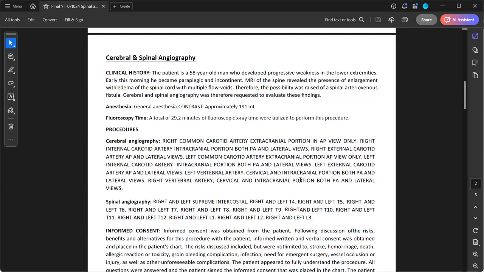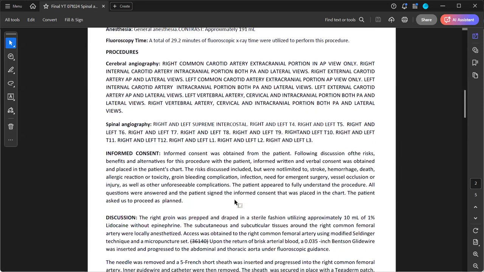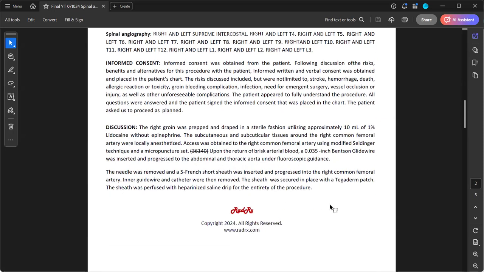So first we see that summary of the procedures performed. We see all of the cerebral angiography that was performed. We also see all of the spinal angiography that was performed. So that list is helpful in evaluating coding, as we know from past cases, but we always want to go and look at the detailed findings in the report, and that's where we're going to get our codes from. So I'm going to go ahead and jump down into the case itself, the steps of the case.